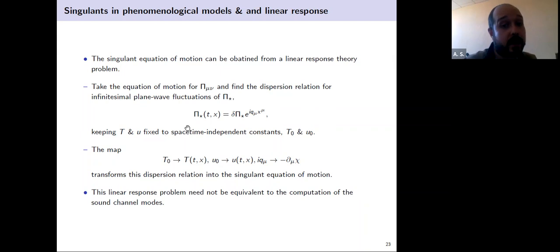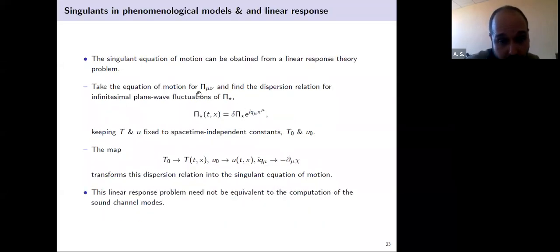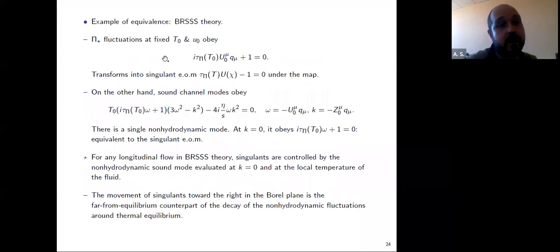So if you find the dispersion relation for this problem, this map, which sends the global temperature to the local temperature at the point, the global fluid velocity to the local fluid velocity at the point, and the wave vector obeying the dispersion relation to the derivative of the singulant, you're going to recover the singulant equation of motion. And this is a general fact you can prove based on general principles. And I also want to emphasize that this linear response theory problem might or might not be equivalent to a computation of the sound channel modes of the underlying microscopic theory. So an example in which this linear response theory problem is equivalent to a computation of the sound channel modes is that of BRSSS theory.